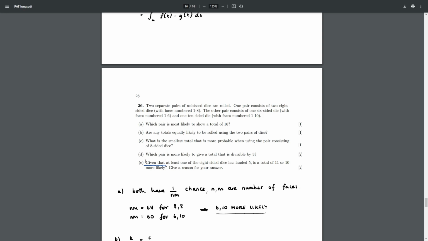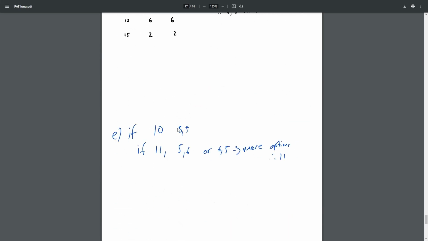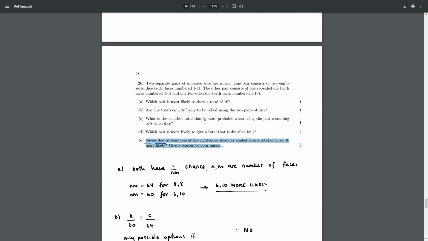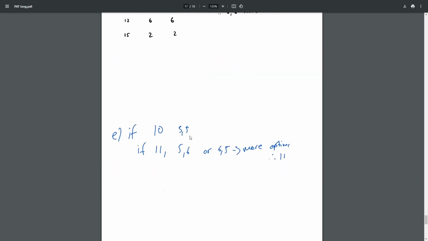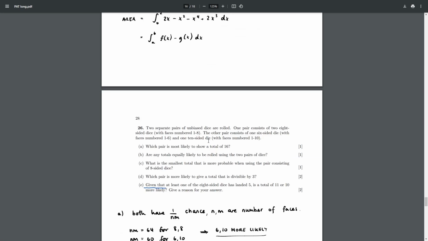And last question now. Given that at least one of the 8-sided dice has landed on a 5, is a total of 10 or 11 more likely? So if one has landed on a 5, to get 10, the other one needs to be a 5. But if the total is 11, we could get a 5, 6 or a 6, 5. As there are more options for this total to be 11, there's going to be a higher chance, so 11 is the more likely total, given that one is a 5. Because given that one is a 5 restricts our sample space to the rows which have at least one 5 there. And then we need to find which total is more likely.